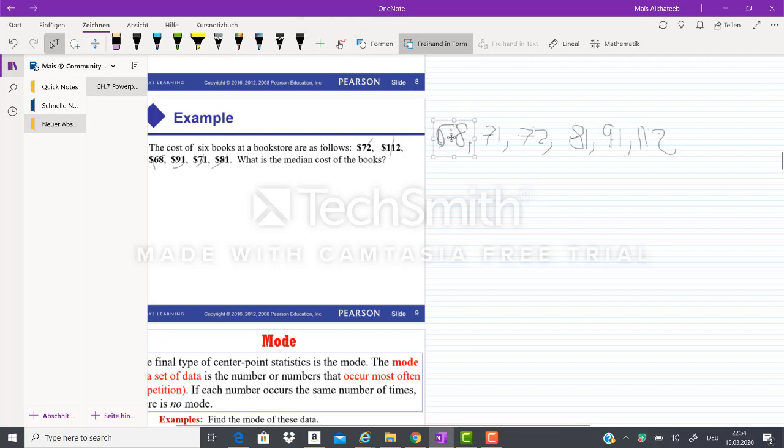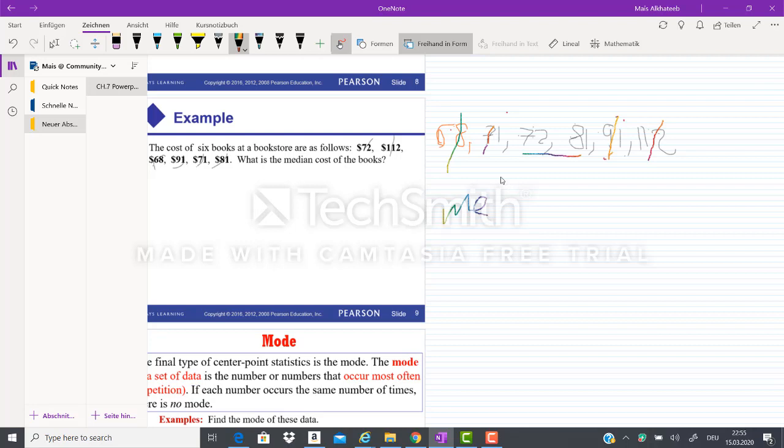Then I delete 68, okay, with 112. Okay, 71 with 91, okay. So then I have two numbers in the middle now. What do I have to do in this case? Why do I have two numbers? Because I have an even number of data. Okay, two numbers for the median in this case.